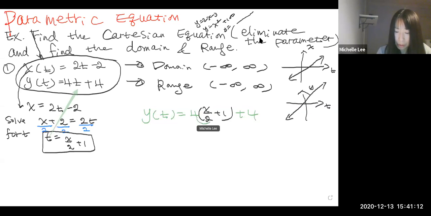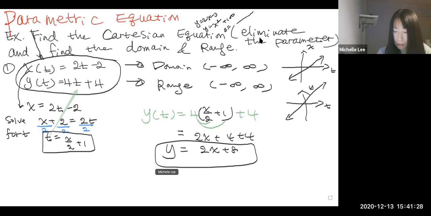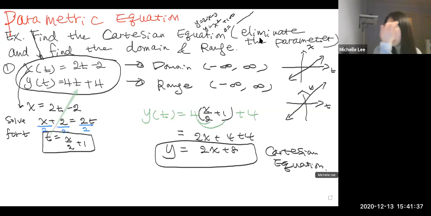Now, we distribute, okay? So then we get 2x plus 4 plus 4, which is 2x plus 8. So this will be the Cartesian equation.